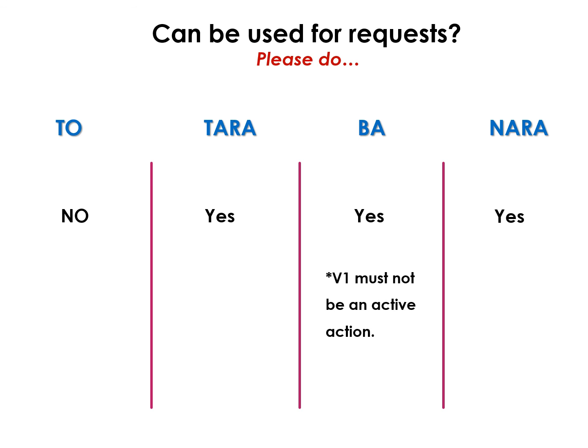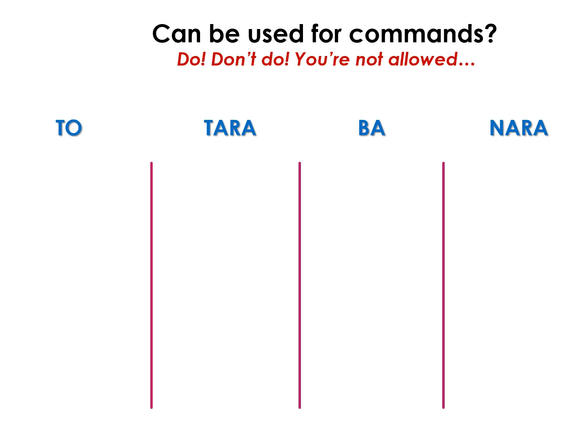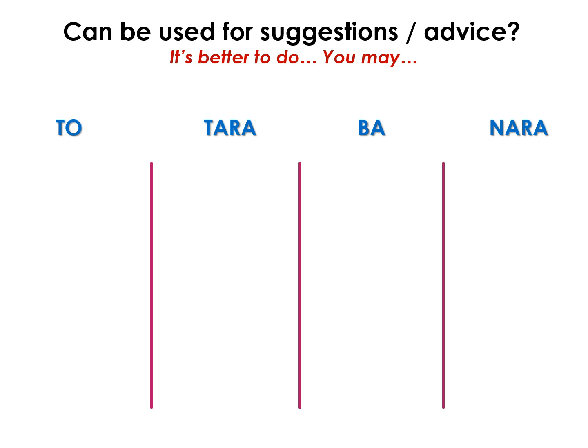But for the ba construction, there's the additional restriction that V1 or the verb in the ba clause must not be an active action. And for commands, same case, all can be used except to. But for the ba construction, again you have the same restriction. V1 must not be an active action. And for making suggestions or advice, again, same case, all can be used except to. And ba again has the same restriction, that V1 must not be an active action. V1 can be a spontaneous verb, a stative verb, a noun, pronoun, or adjective.